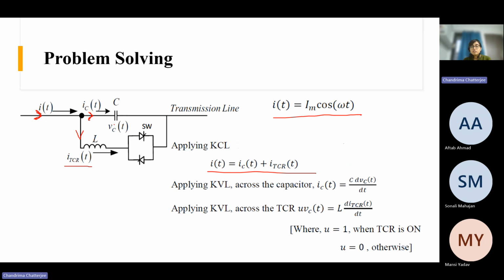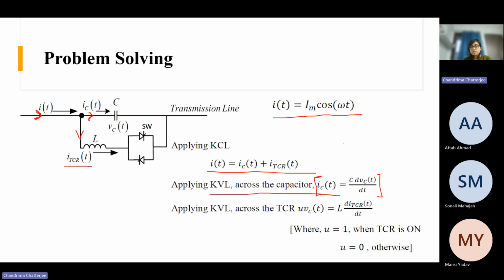And we can also find another equation by KVL, right? So this is a very fundamental equation. If a current ICT is flowing through a capacitor, then the expression of that current is C dV by dt. That we already know. This is a very fundamental equation.